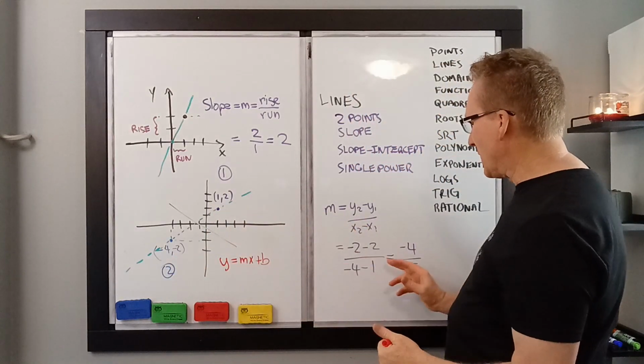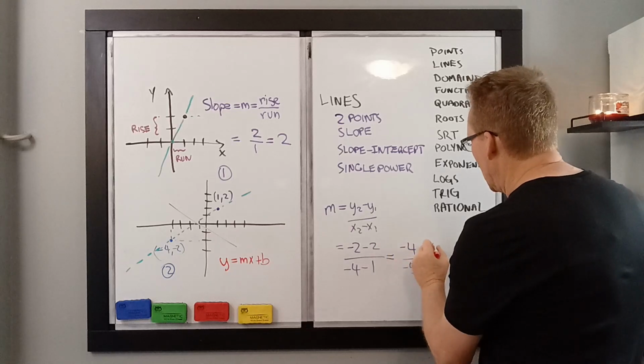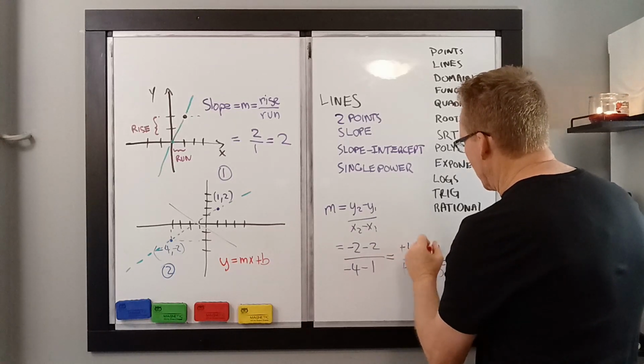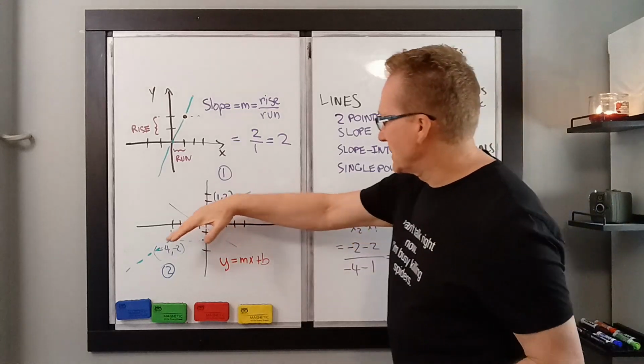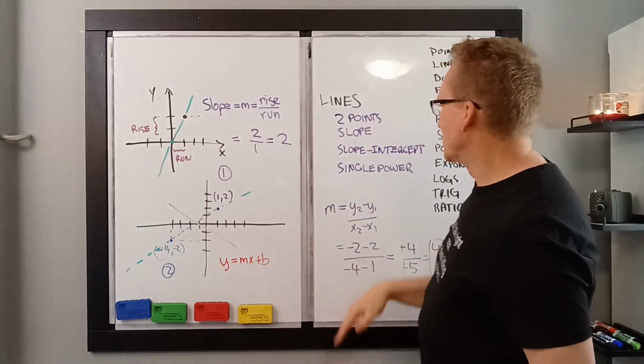If I did it the other way around, I'd get positive numbers on both of these, but I would still get 4 over 5, because this is becoming 4 over 5. The two negative signs will cancel, and we have a slope of 4 over 5. Notice that's just less than 1. I said 45 degrees is 1. It's just a little less than that.